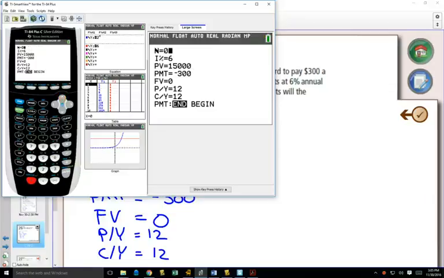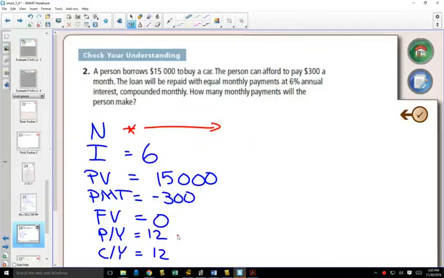you can go to the one you want to solve for and push alpha solve. 57.7. This will mean you'll make 58 payments. The last payment will be slightly smaller than the other ones. It'll be 0.7 of 300. So about $210 for that last payment.